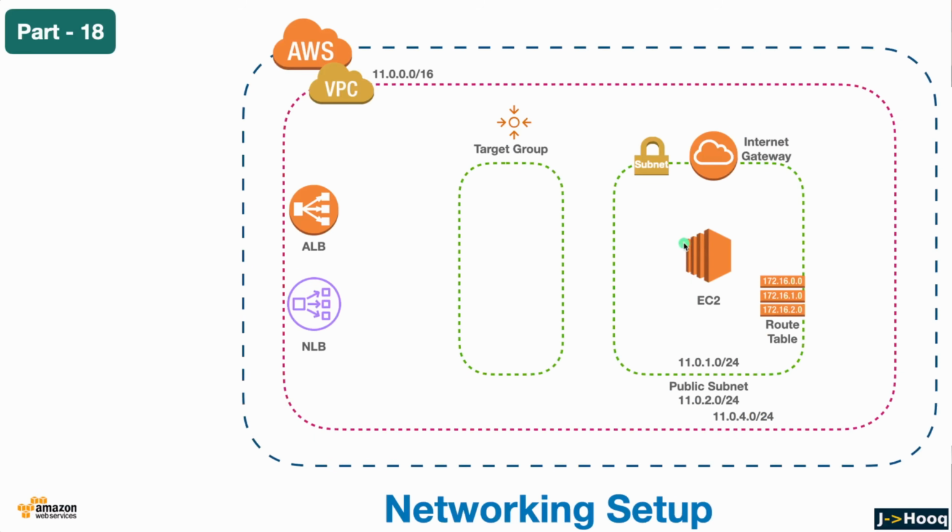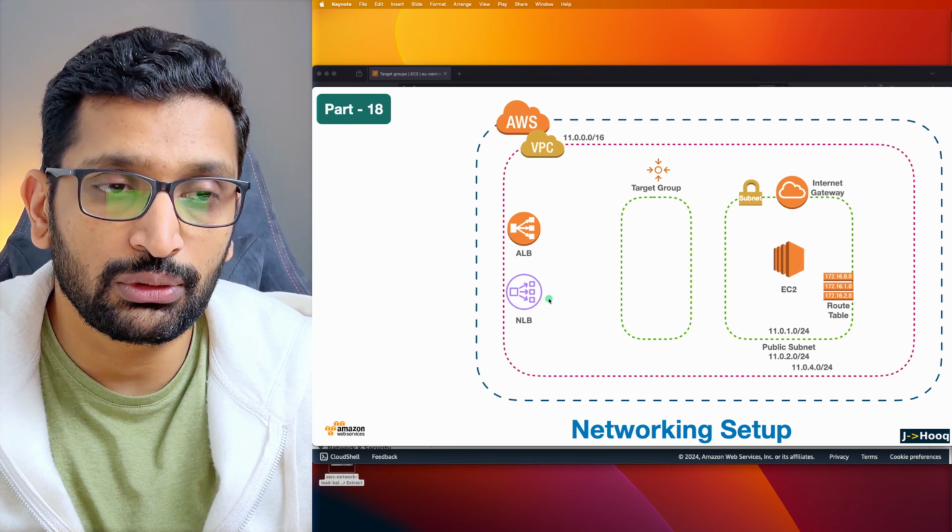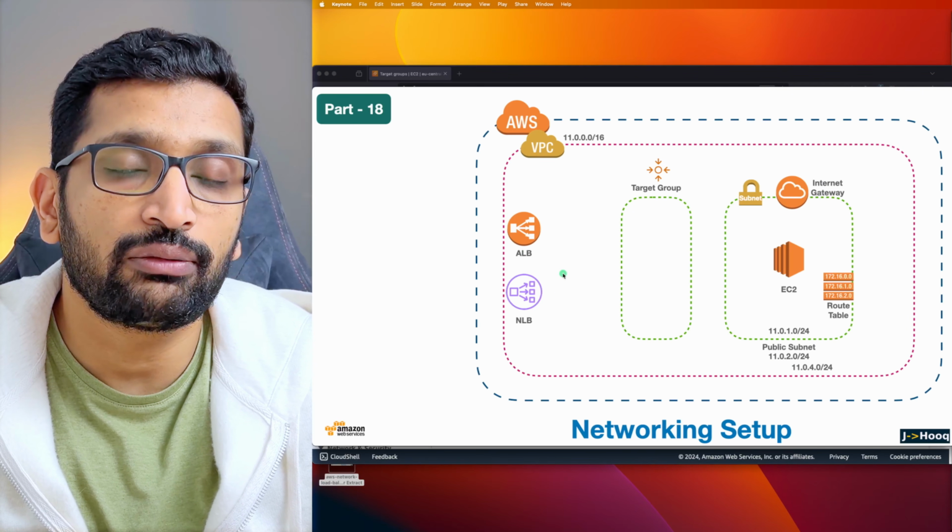So here, if we take a look at this diagram, we have achieved this much so far: the target group and this networking setup along with our EC2 instances. Now we need to set up our network load balancer. In the diagram you will see I have created an ALB, which is the application load balancer, and a network load balancer. We are going to see the differences between the two, but first let's set up the network load balancer.